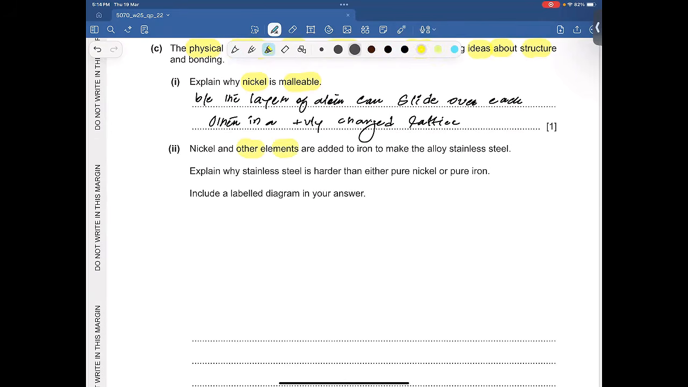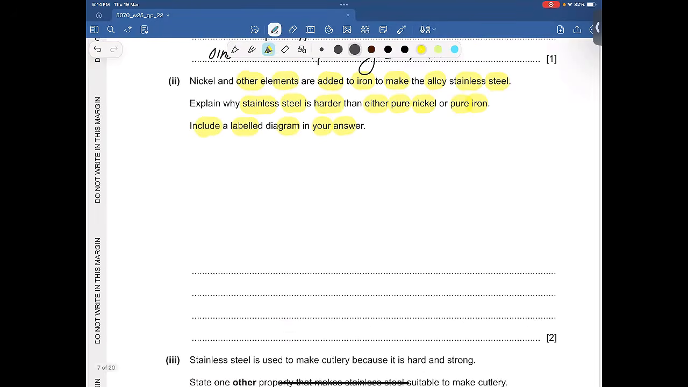Nickel and other elements are added to iron to make the alloy stainless steel. Explain why stainless steel is harder than either pure nickel or pure iron. Include a labelled diagram in your answer. Okay. So first of all, this is the structure of an alloy, and this alloy has different sizes of atoms.